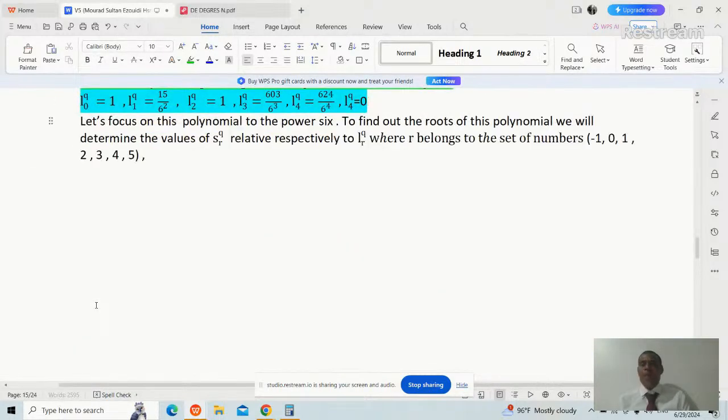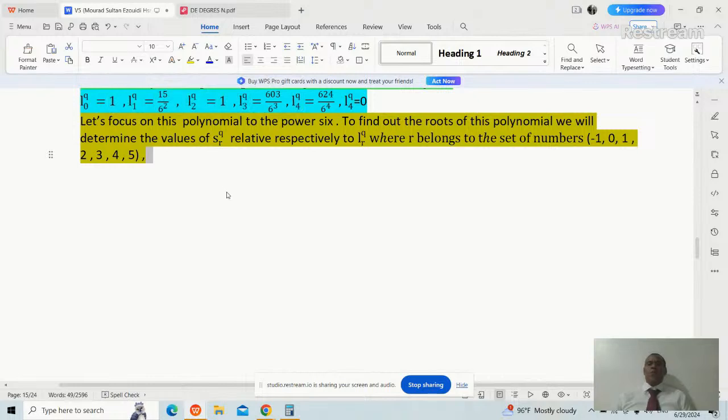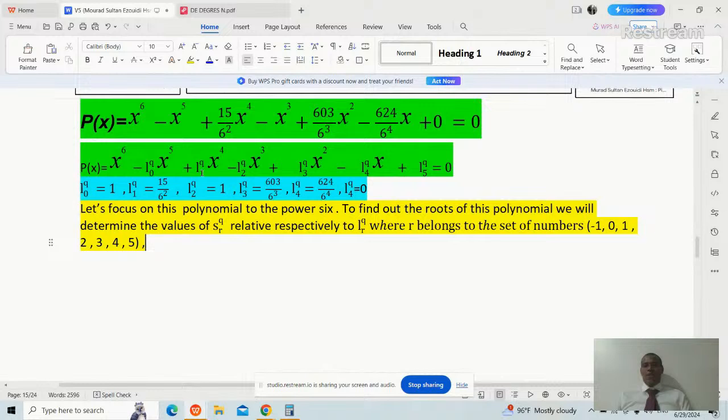Okay, now learners, let's focus on this polynomial. So this polynomial, in fact, is a polynomial to the power 6 because its highest power is 6. I'm going to find the value of S_R for the Q, where R belongs to the set of numbers -1, 0, 1, 2, 3, 4, and 5. Okay. I will start now, learners. So focus on the method. It's very important.